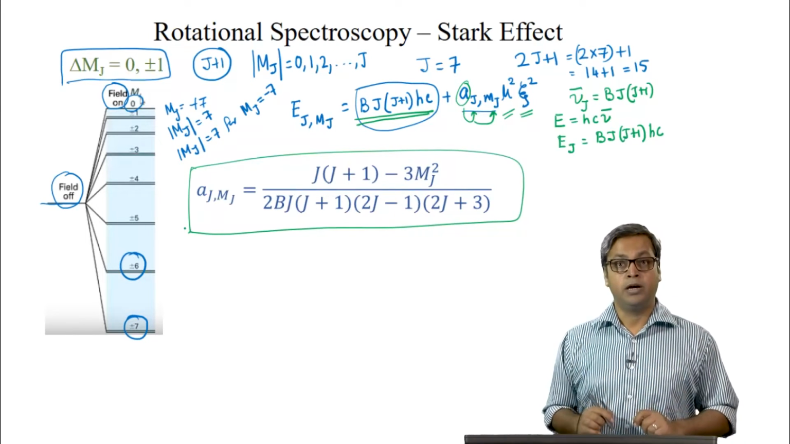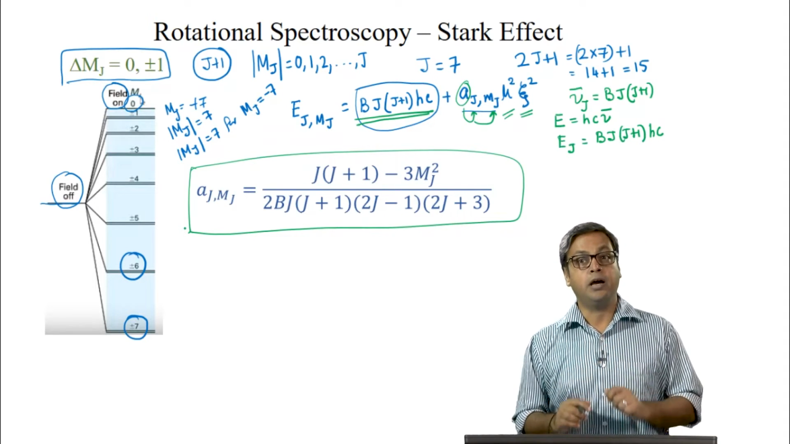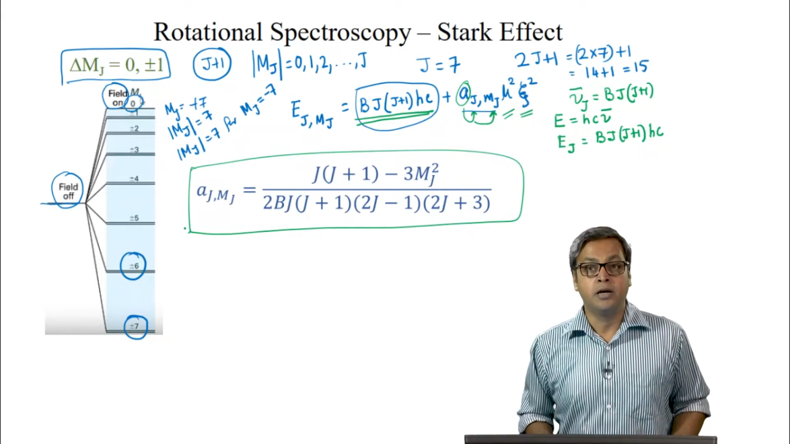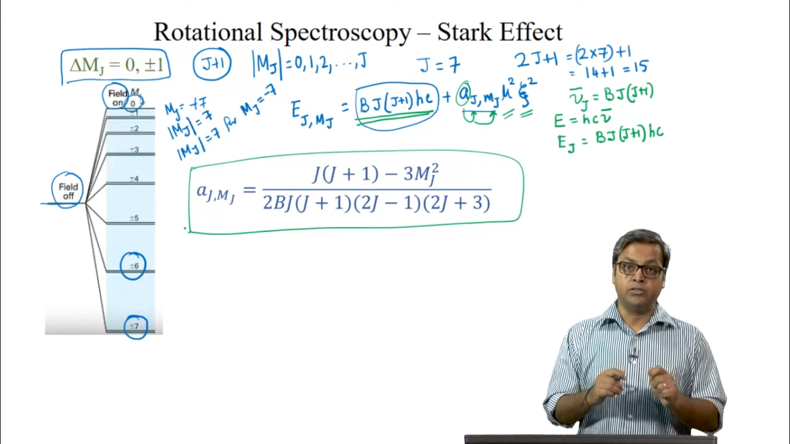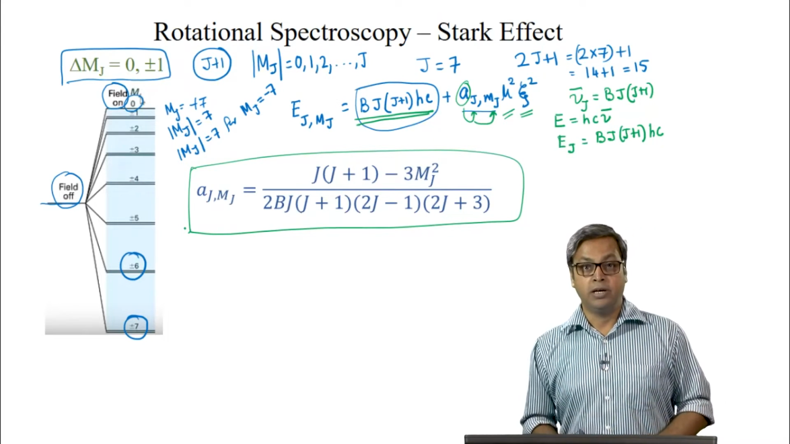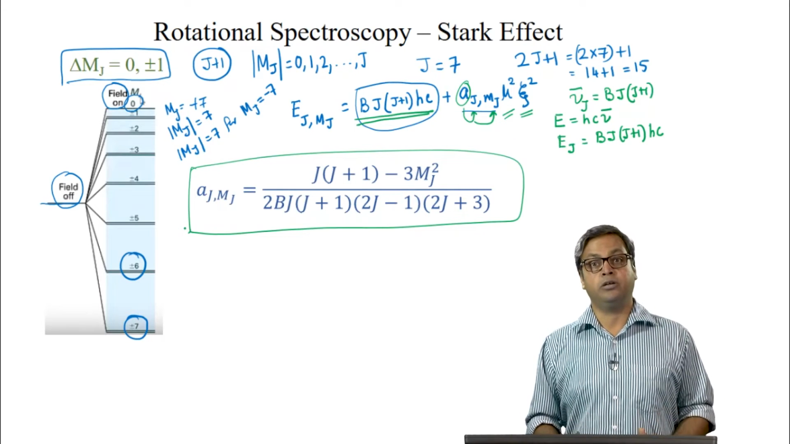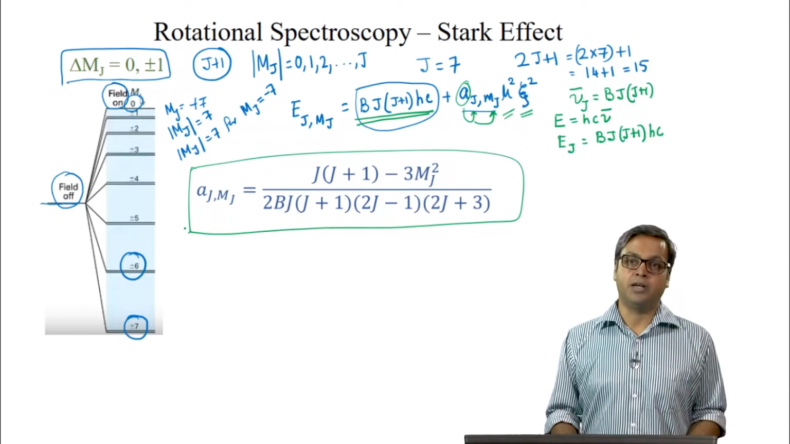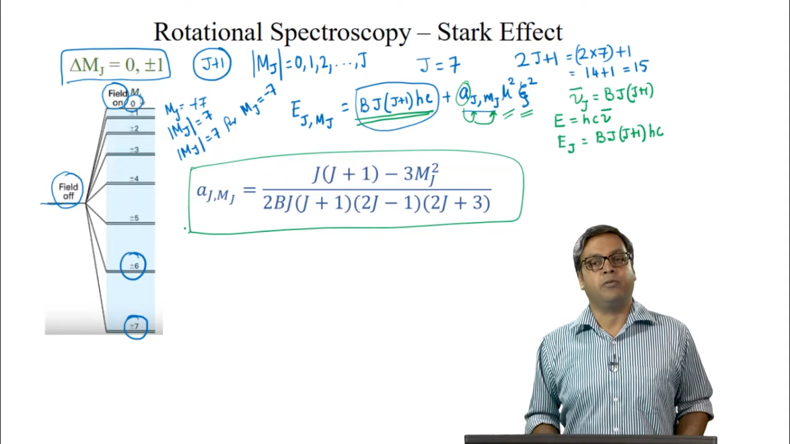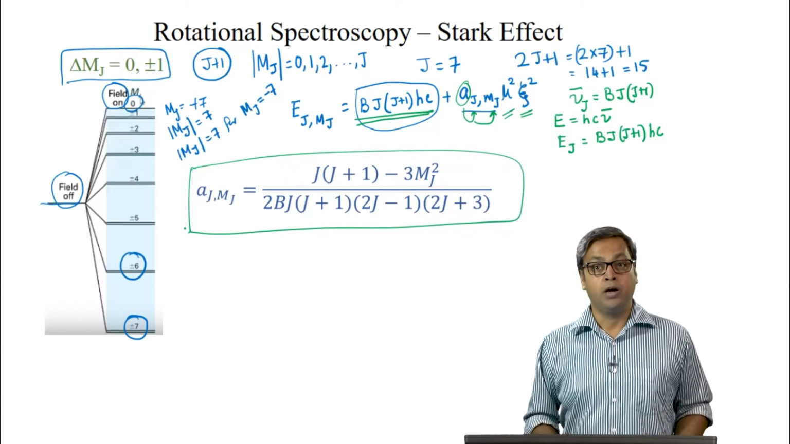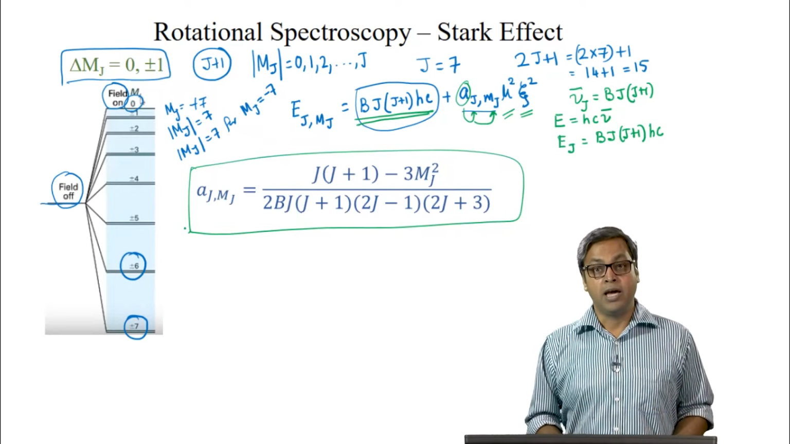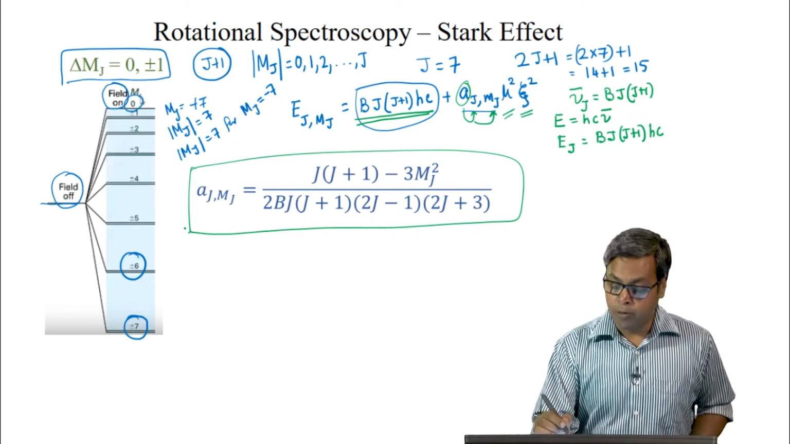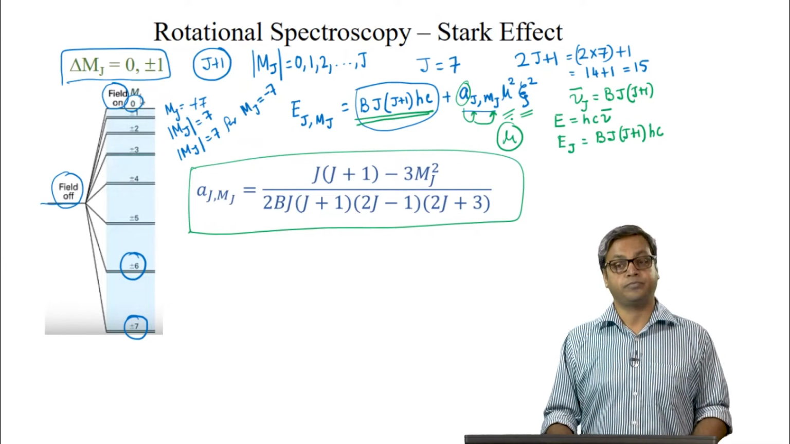The A term depends on j and m_j in a complex manner, but we do not need to care about this complex form of dependence. As the energy depends on the dipole moment of the molecule, this is a useful way to measure the dipole moment. We should remember that spectroscopy is done not just to obtain a spectrum, but to use the spectrum to determine something about the molecule. The Stark effect can be used to precisely determine the dipole moment μ of the molecule.